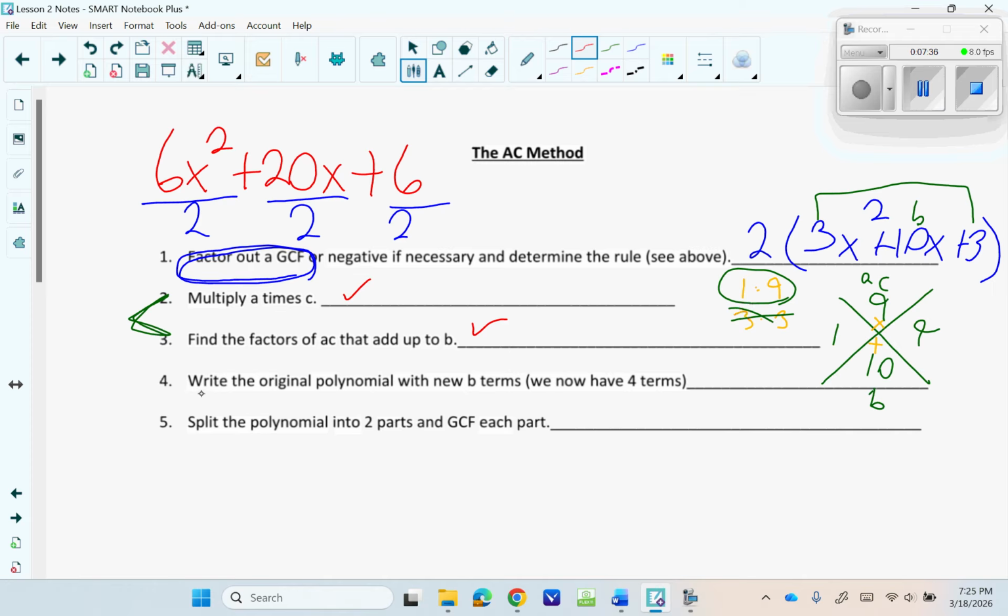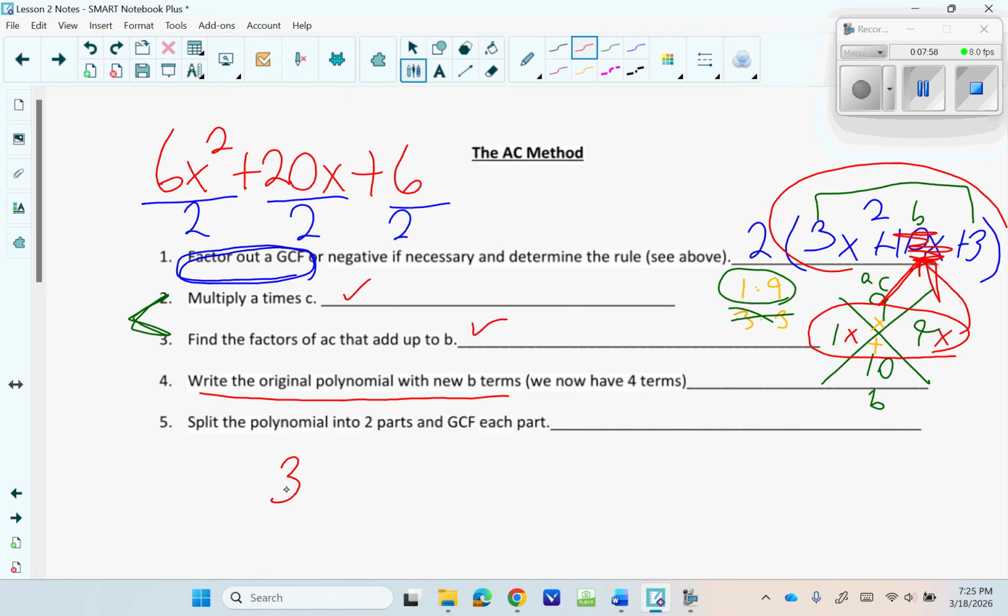It says write the original polynomial with the new b terms. Okay, these have just become our new b terms. So what this means is we're going to take this and replace this middle term with these two right here. So I'm going to come down here. So I'm going to still use this, and I'm going to say 3x squared plus 1x, and where I'm getting is right here, plus 9x right here, and then plus 3. Now, I know that we have that 2 on the outside. I'm going to deal with it later. I'm just kind of ignoring it.